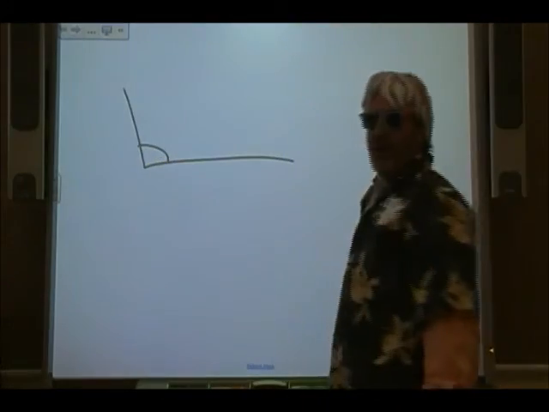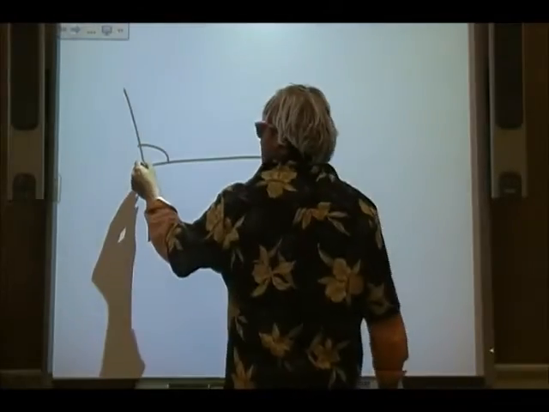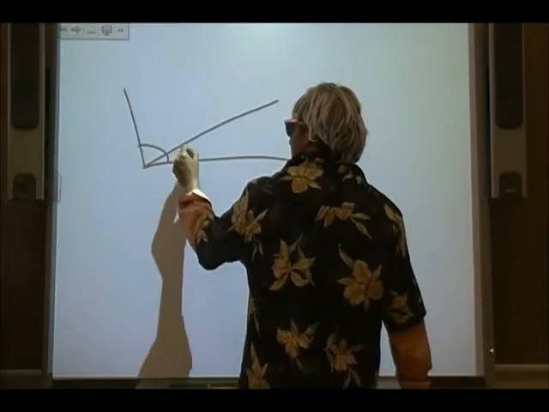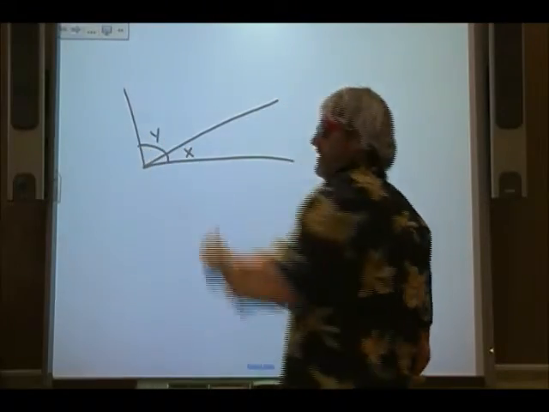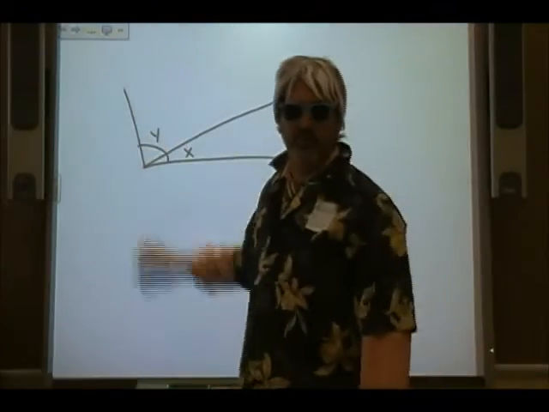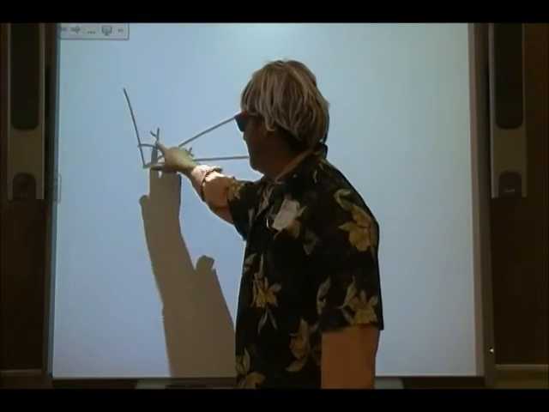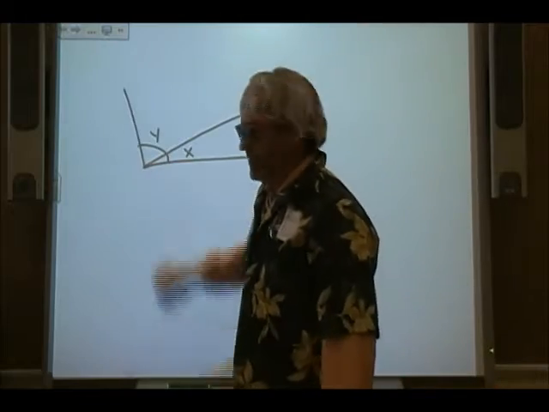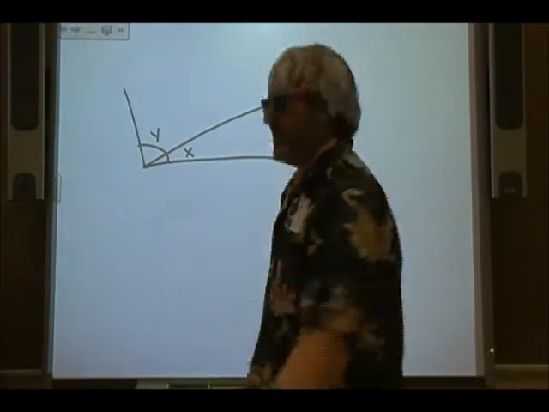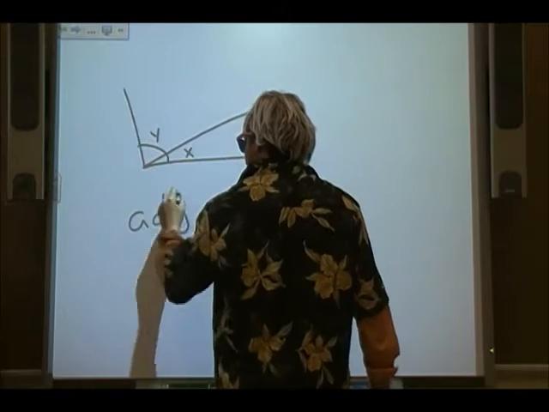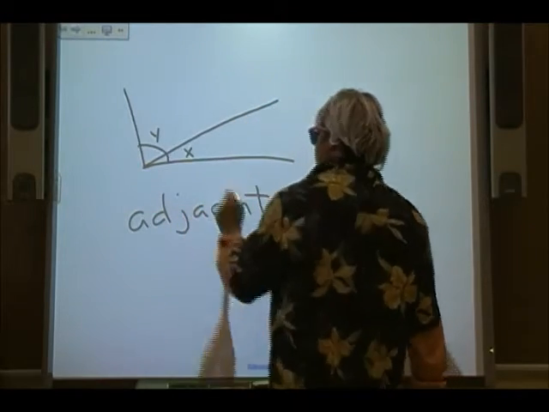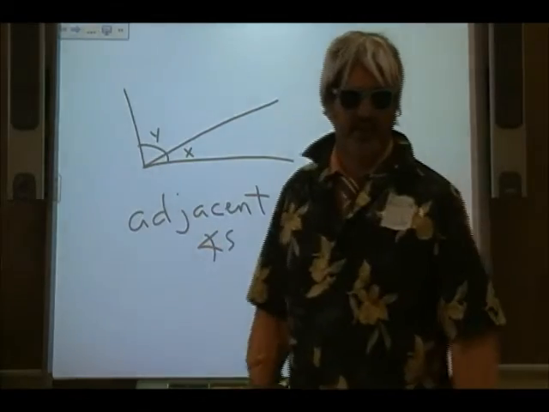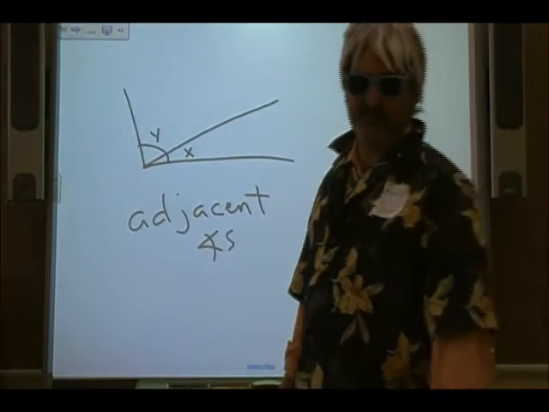Right here, I only have one angle. But all I have to do is draw a line coming out. Now I have two angles here, one here, and then the whole piece, x plus y, is the third one. But I'm just talking about just these two here. Since they're next to each other, formed by one vertex, they are called adjacent. They are adjacent angles. That's all it is. It means next to.